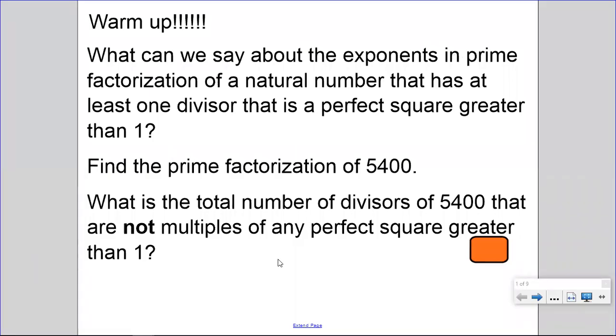Hello. What do we do for number one of this warm up? How do we solve this? Or what does this mean? What does it mean if the exponents are, it's a prime factorization? If it's a perfect square, what do we know? We talked about this. This was right at the end of yesterday when we talked about the locker problem. What do we got?